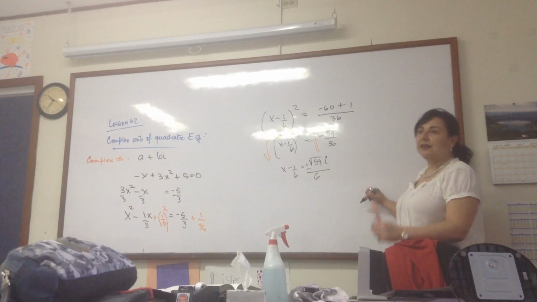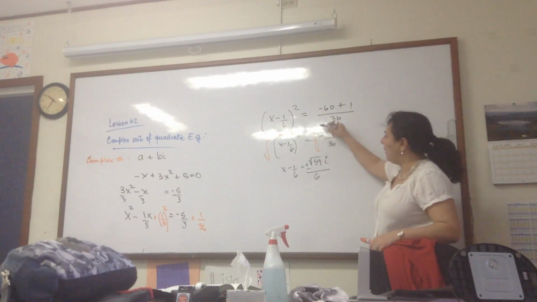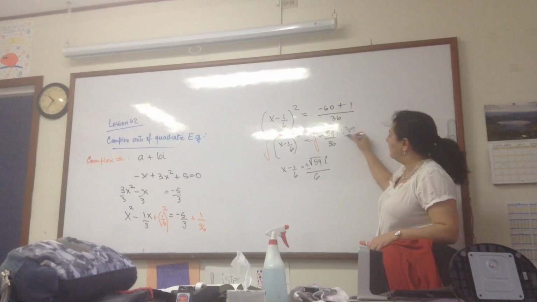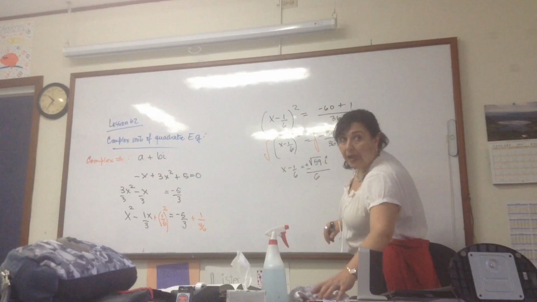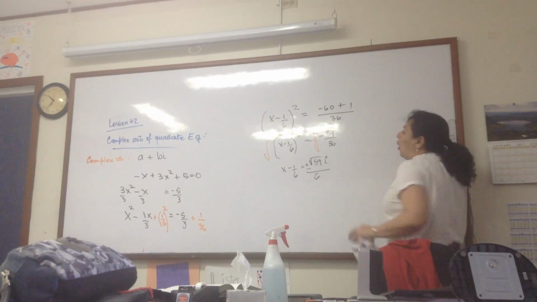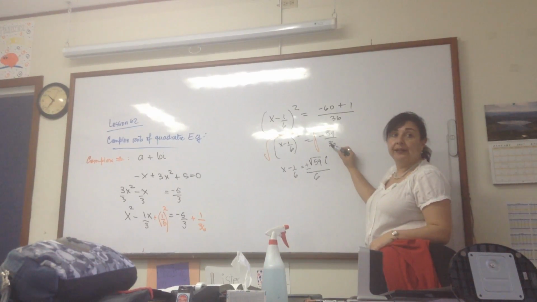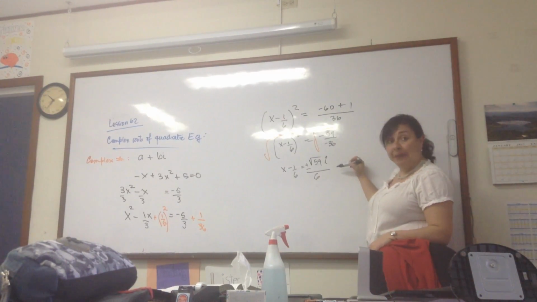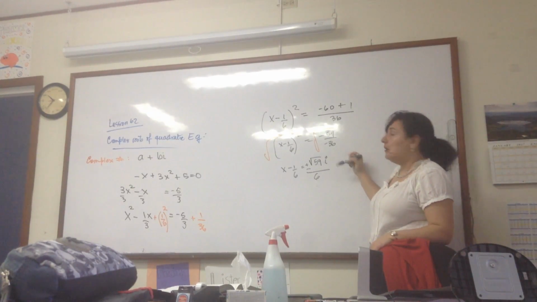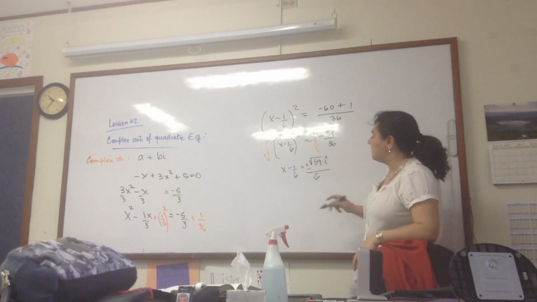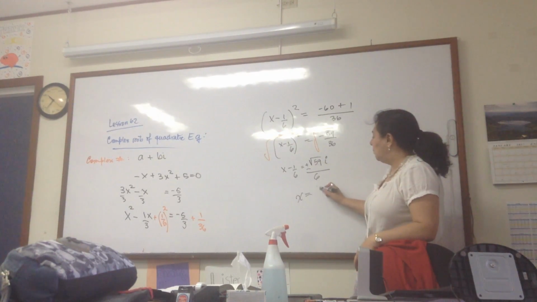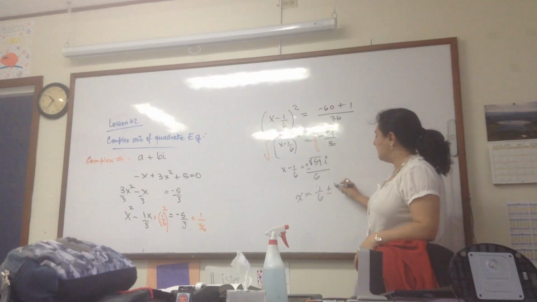Why 6? Because it's the square root of 36. Remember that the square root is like dividing it like this, separating it. Does the i only apply to the 59 or does it apply to everything? Is the 36 negative? No. So I only apply it once. So I have this. My final answer will be 1/6 plus minus the square root of 59 i over 6.